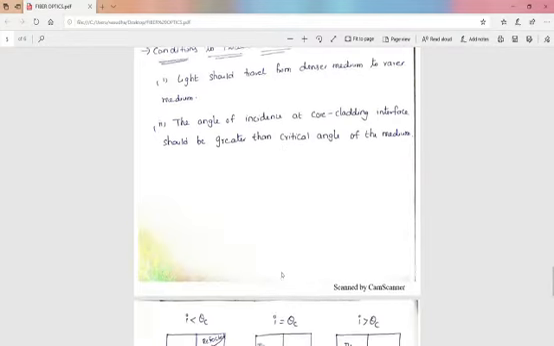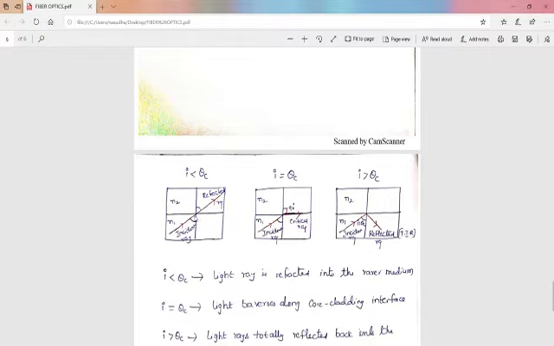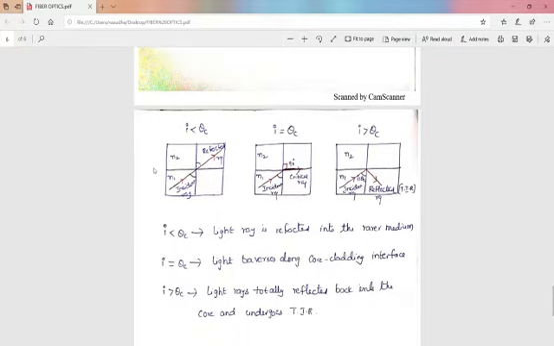Now let us see what happens if the angle of incidence at core cladding interface is less than critical angle, if it is equal to critical angle, and, as we know, if it is greater than critical angle. Now we take the fiber, it is the core, refractive index of core is N1 and it is surrounded by cladding, refractive index is N2. So refractive index of core is slightly greater than cladding refractive index. That's why here core acts as denser medium, cladding acts as rarer medium.